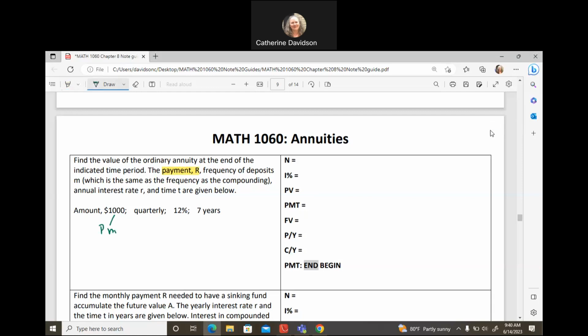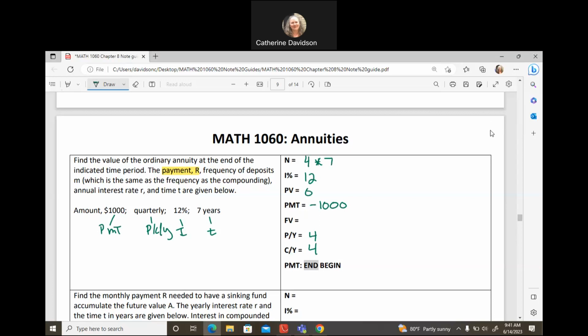Just so that we're clear on this, this is the compounding. This is your interest rate, and this is T. So it's being compounded quarterly for 7 years, so it's 4 times 7. The rate is 12%. We have quarterly payments of $1,000. The 1,000 is coming out of your pocket, so it's going to be negative.